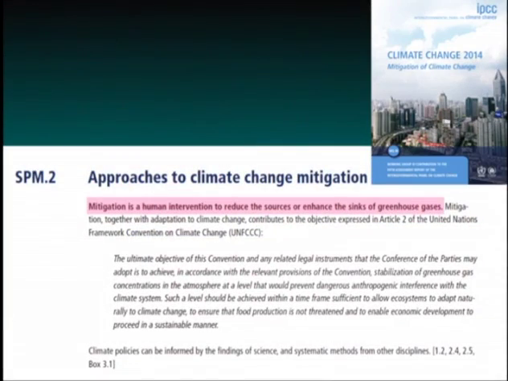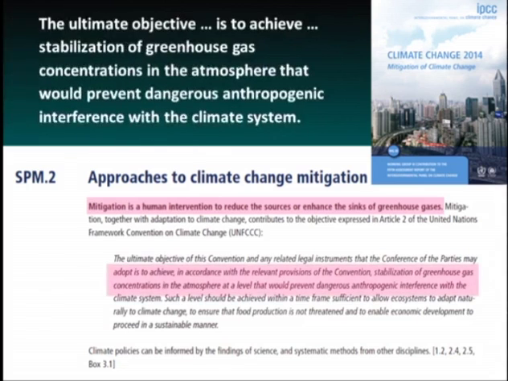Okay, well, we go to the IPCC's latest report, the fifth assessment report, and we find very little mention of the word adaptation. We rather have this word mitigation, which is human intervention to reduce the sources or enhance the sinks of greenhouse gases. And then in the finer print down here, the ultimate objective is to achieve stabilization of greenhouse gas concentrations in the atmosphere. That would prevent dangerous, and who says what's dangerous, anthropogenic interference with the climate system.